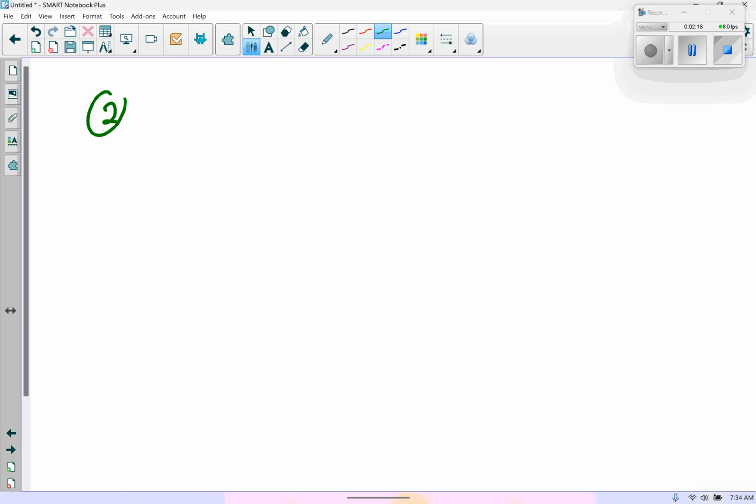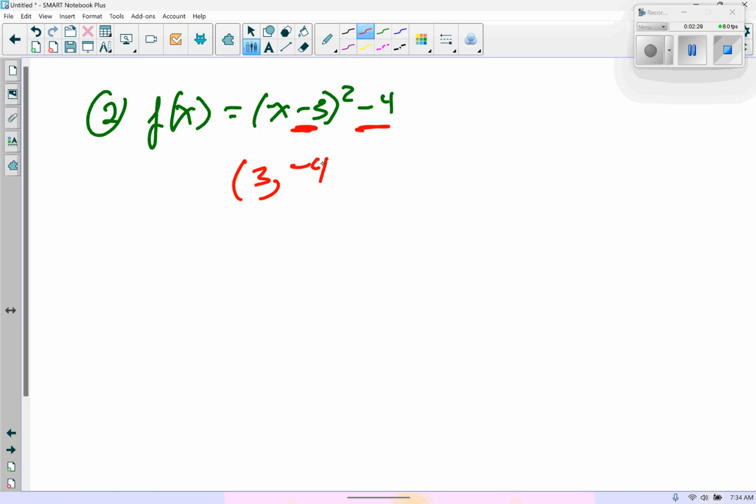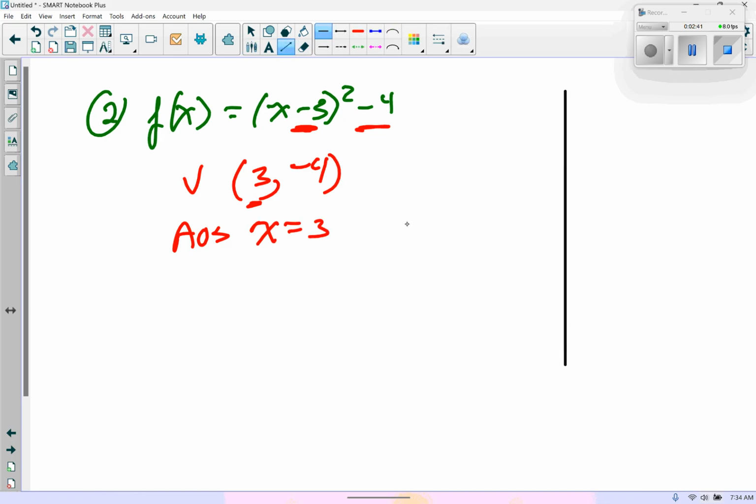Number 2, we have f of x is equal to (x minus 3) quantity squared minus 4. So my vertex is opposite of that for the x, same as that for the y. So that's my vertex, and my axis of symmetry, because we know the vertex, is going to be x equals 3. So let's go ahead and plot that. So I'm at 3, negative 4, which is down here.